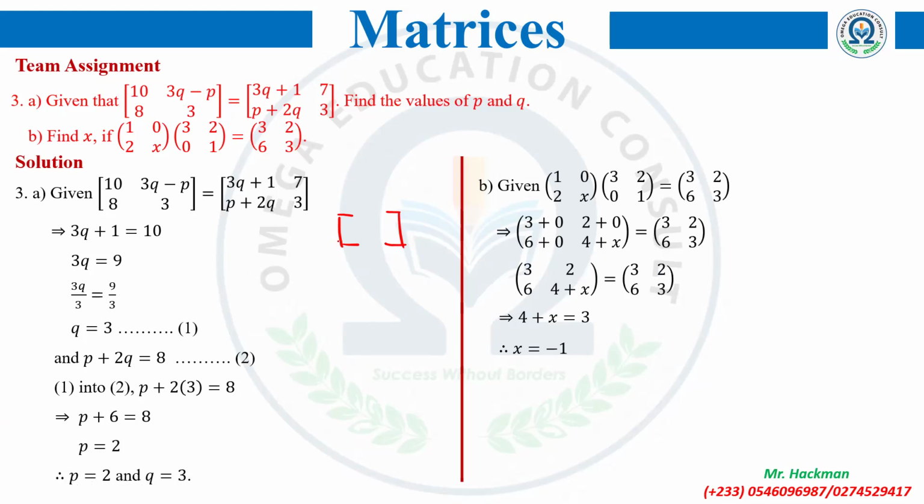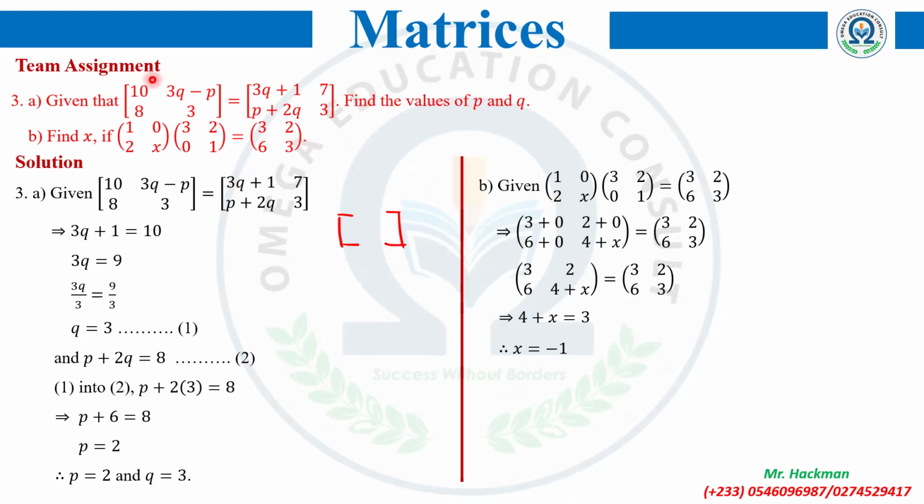Let me go for my laser pointer again. Okay, so this is what we have. Looking at B, we are told to find x if this is equal to that. If you look at it critically, you can see that again we are looking at equality of matrices. So what do we do?